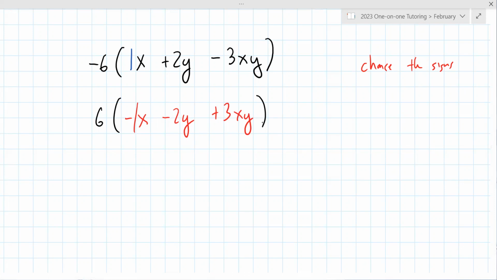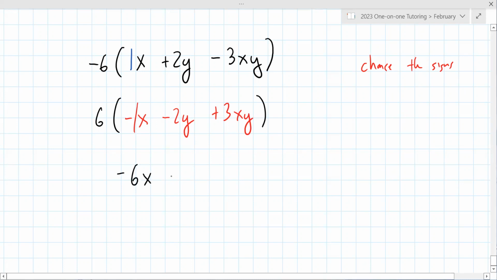what does it become? Negative 6x, negative 12y. Good. Positive, because it got flipped, positive 18xy. Good. And then you couldn't combine any of that because they're all different. Right. Okay, so we're ready.